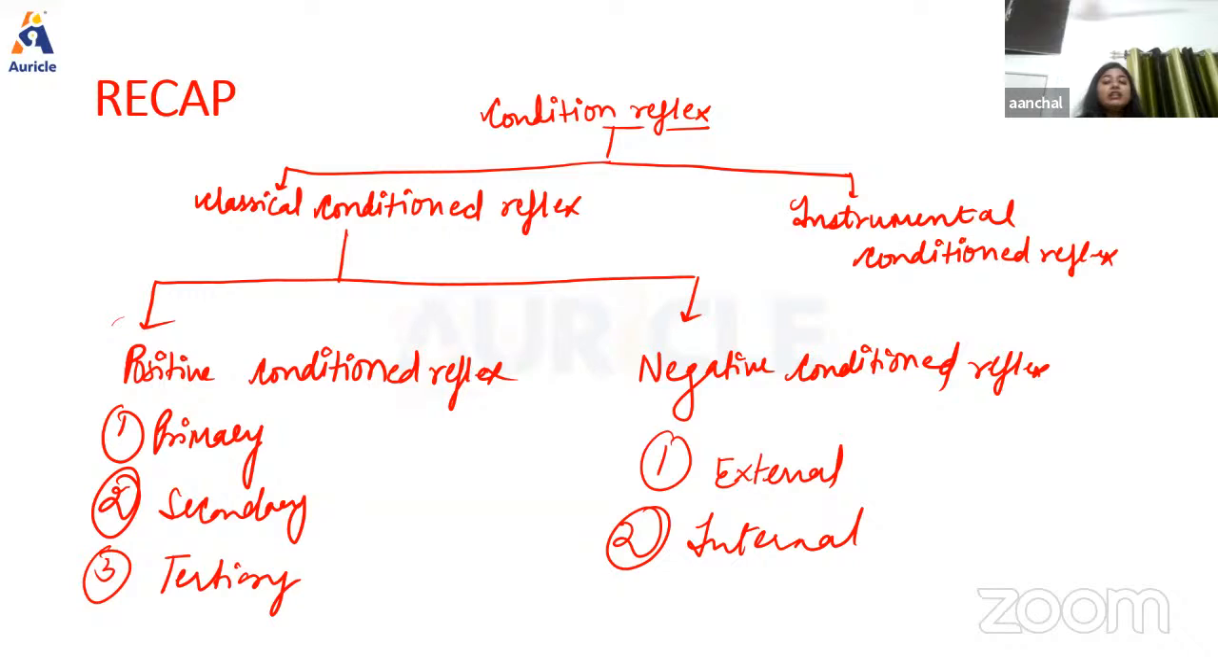Whereas when we talk about the negative conditioned reflex, it has external or indirect inhibition and internal or direct inhibition. In external inhibition, the reflex is inhibited by some stimulus which is quite different from the conditioned stimulus and not related to it. For example, disturbing factors like the sudden entrance of a stranger, a sudden noise, or a strong smell.